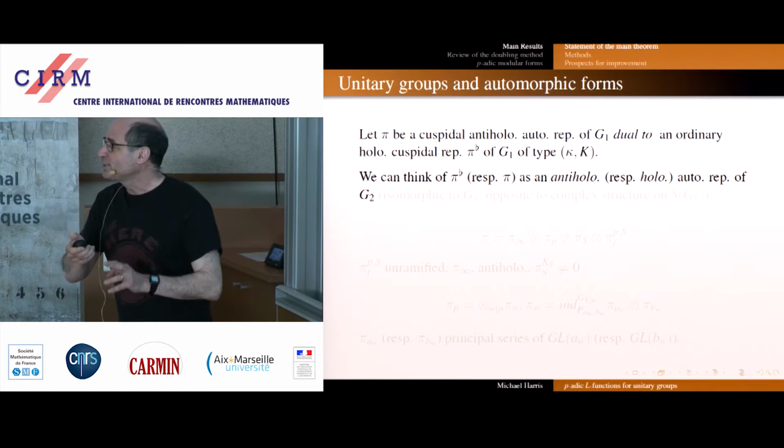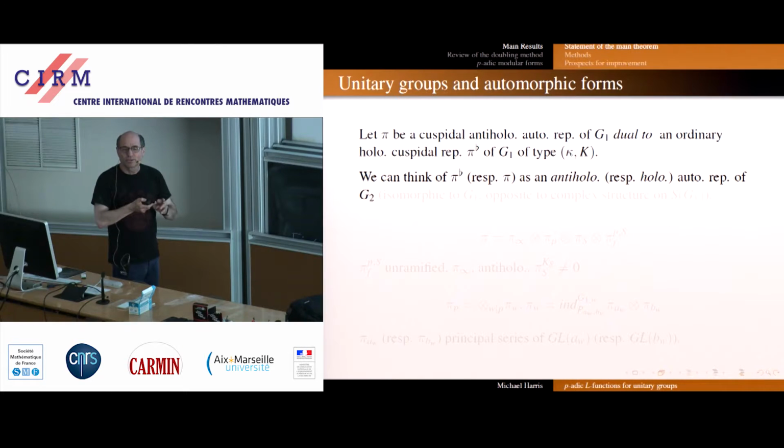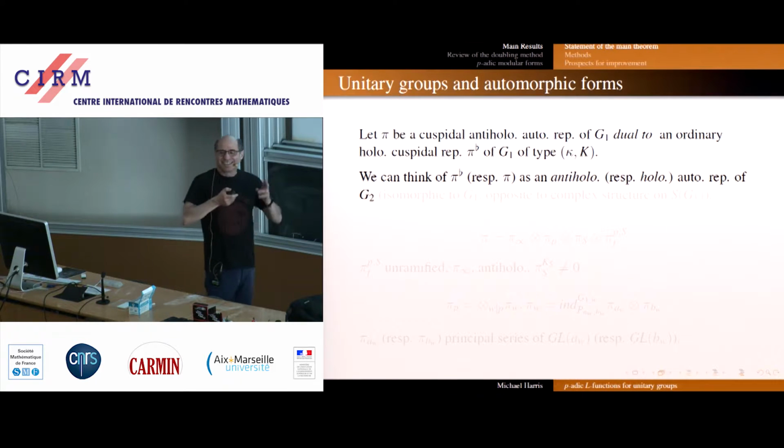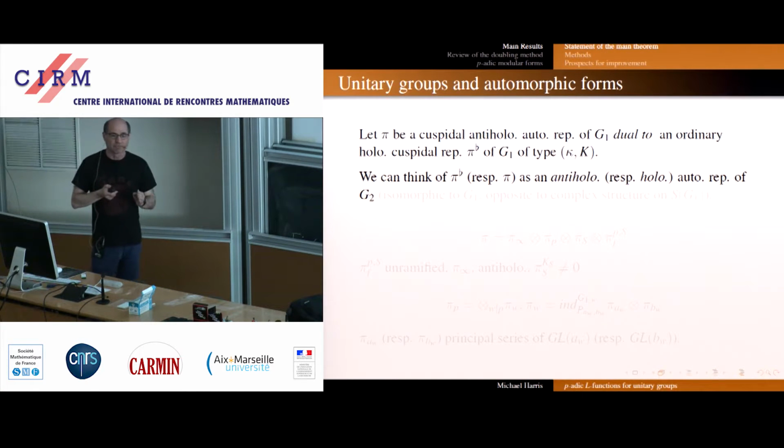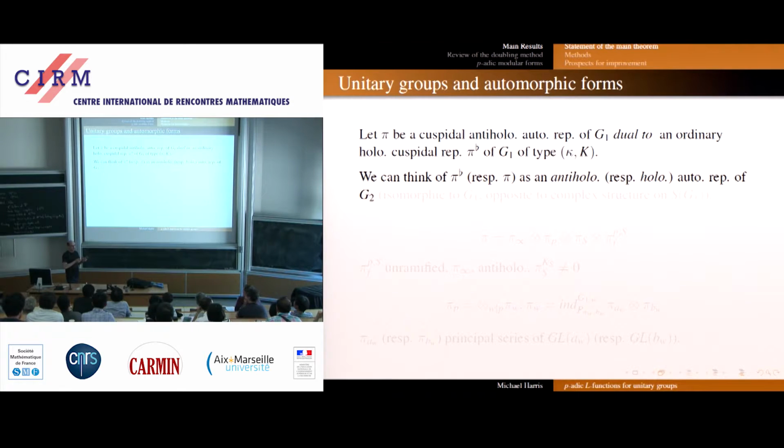When you change G1 to G2, according to conventions, this corresponds, this is really important, this corresponds to the Shimura variety attached to minus V is the complex conjugate of the Shimura variety attached to V. It's to say it's the Shimura variety attached to V with the opposite complex structure. So that means whatever is holomorphic for G1 becomes anti-holomorphic for G2 and vice versa.